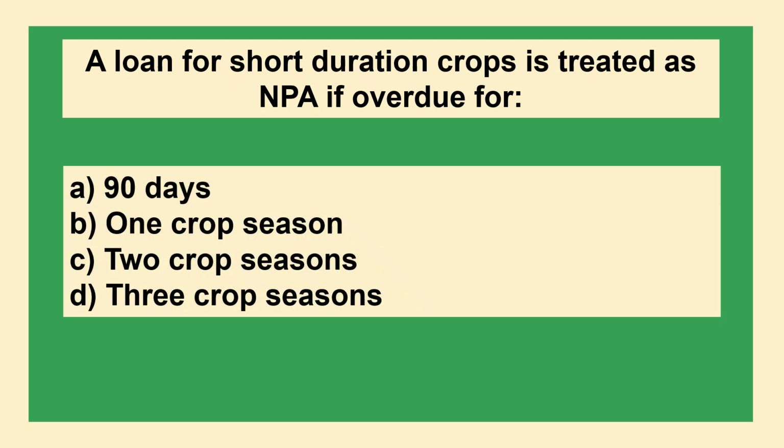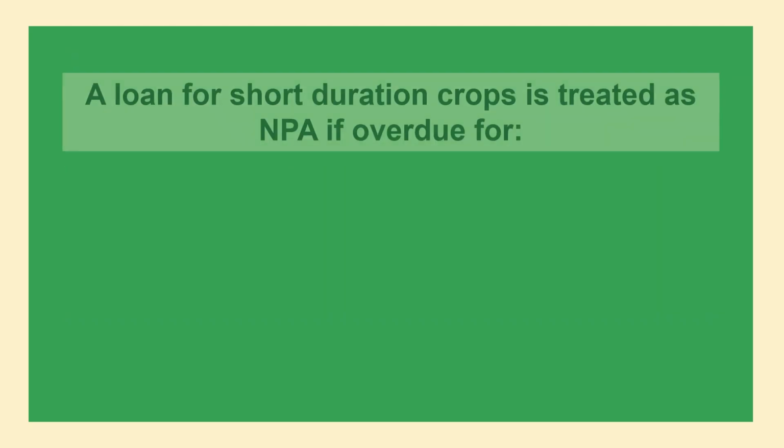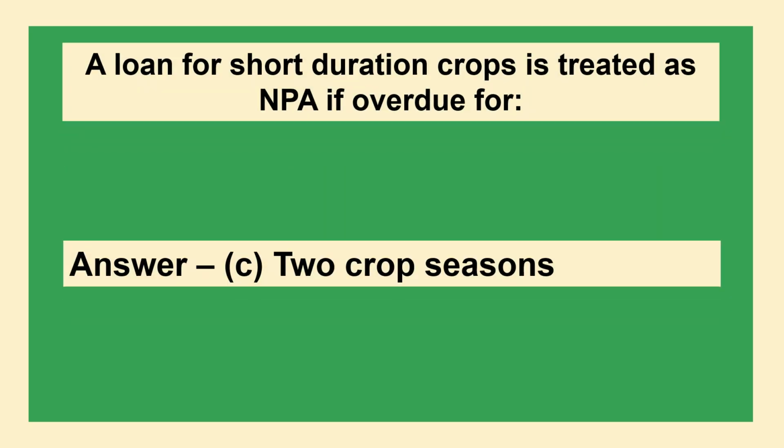A loan for short duration crops is treated as NPA if overdue for option A 90 days, option B 1 crop season, option C 2 crop seasons, option D 3 crop seasons. The answer is option C 2 crop seasons.